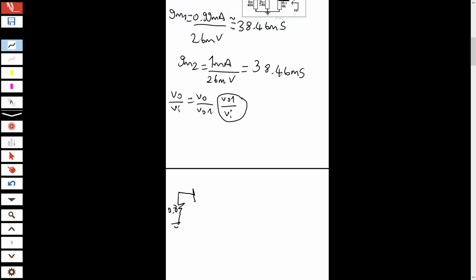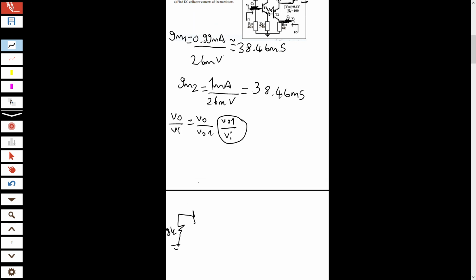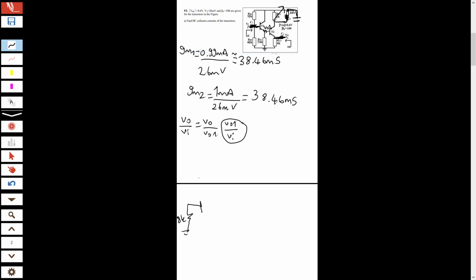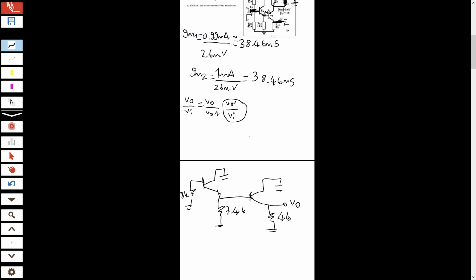Here there is 8K. I'm looking at my circuit, and then here it is grounded, and then my RE here is 7.4K. Here grounded again, and there is RC2 which is 4K. The output is here. So I know gm1 and gm2 values, so I can find the AC gain.